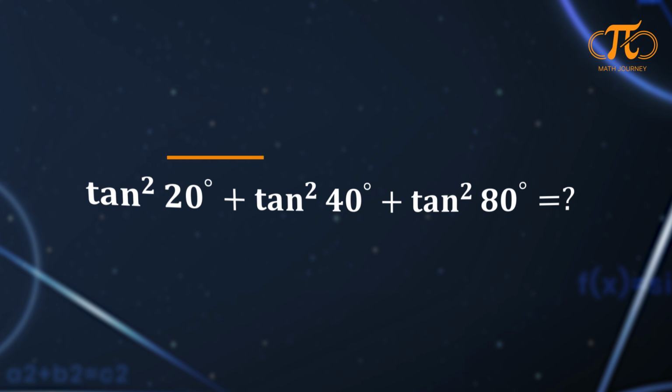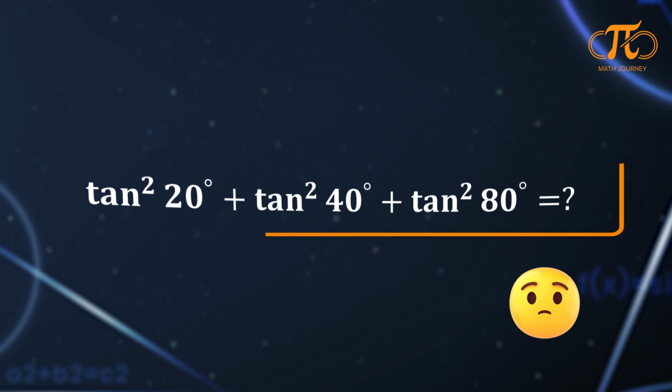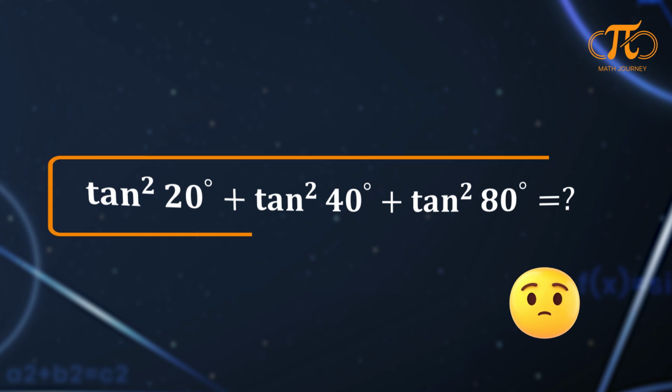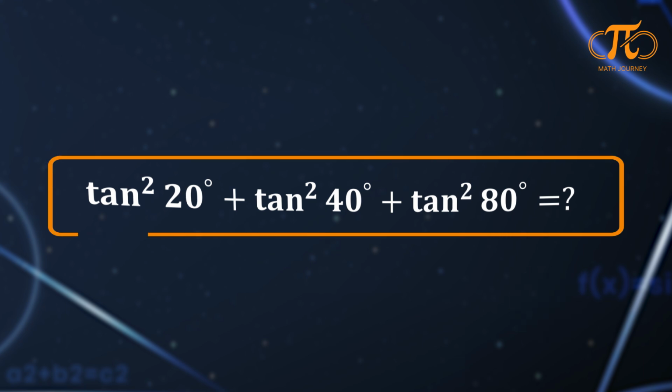Imagine this. What do you get when you add the square of the tangent of 20 degrees, the square of the tangent of 40 degrees, and the square of the tangent of 80 degrees? Sounds tricky, right? Well, these angles might not be the most famous ones, but what if I told you there's a fascinating connection between them that makes solving this problem a breeze? Curious yet? Let's dive in.